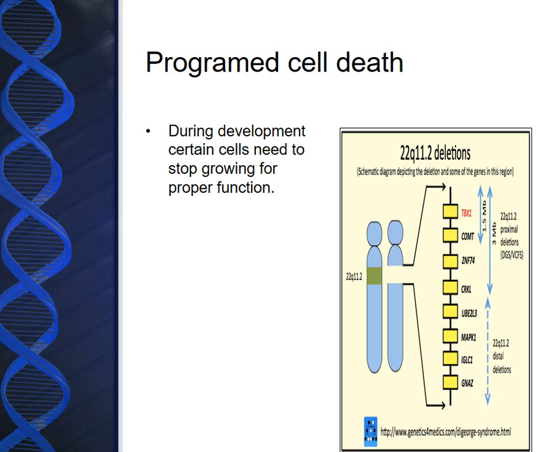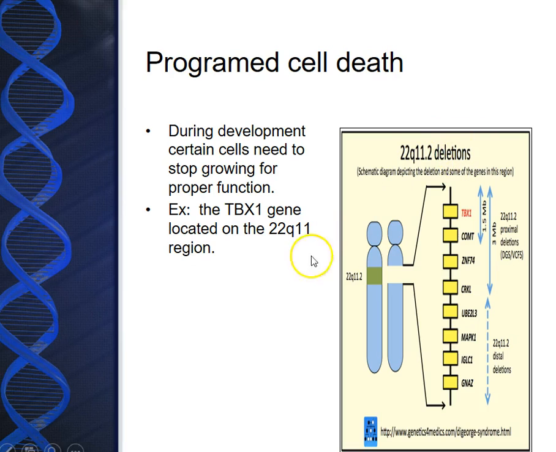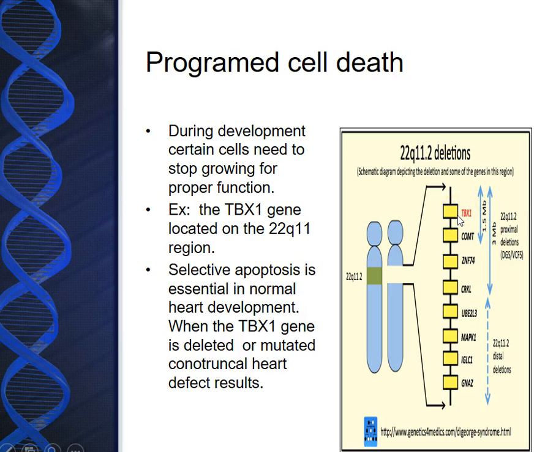Programmed cell death is a common event during development, and certain developmental processes need to have cell death in order to have proper function. The TBX1 gene is located in the 22q11 region, and it's this TBX1 gene that is responsible for the congenital heart defects. Selective apoptosis, or cell death, is essential for normal heart development. When the TBX1 gene is deleted or mutated, conotruncal heart defects result.